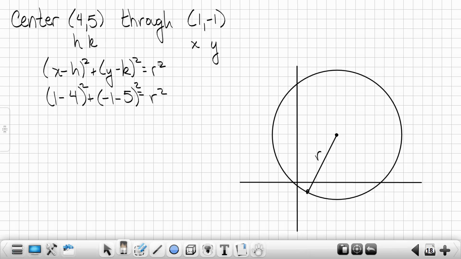So, Alicia, why don't you go ahead and run me through this whole thing. What's 1 minus 4? What's negative 1 minus 5? What's negative 3 squared? Negative 6 squared? 9 plus 36? We're almost done. All that work just to get to the exact same question as 1, 5, and 6.